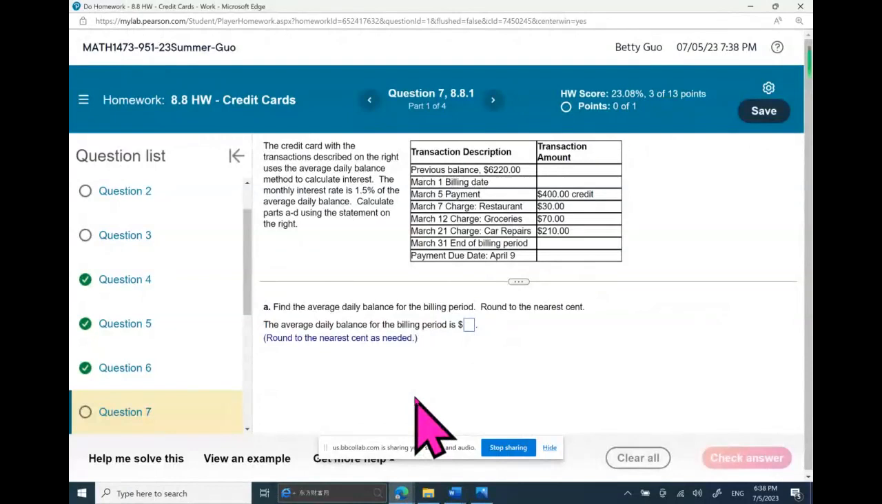Okay, the credit card with the transactions described on the right uses the average daily balance method. In my video, I introduced the daily balance method to calculate the interest. The monthly interest rate of 1.5% is given. The interest is calculated by multiplying that rate by the average daily balance. Calculate parts A through D using the statement on the right.